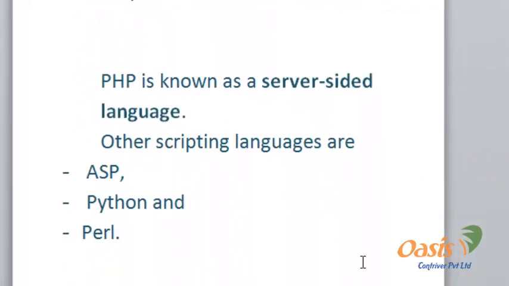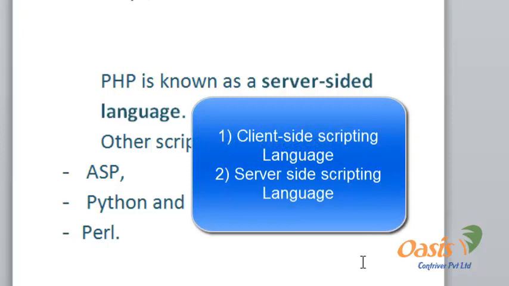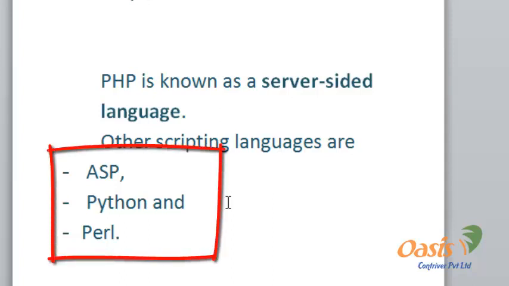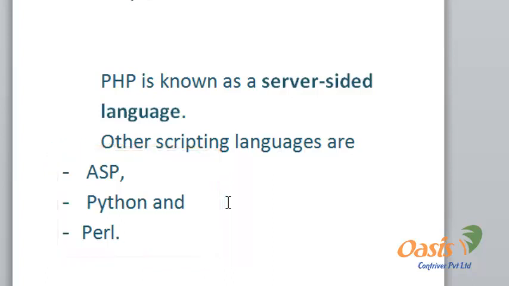PHP is known as a server-side scripting language. There are mainly two types of scripting language: server-side scripting language and client-side scripting language. Client-side scripting language is run on client machine, whereas server-side scripting language run on server. ASP.NET, Python, and Perl are the example of server-side scripting language, and HTML, JavaScript are the example of client-side scripting language.